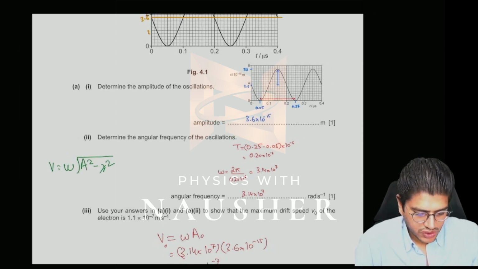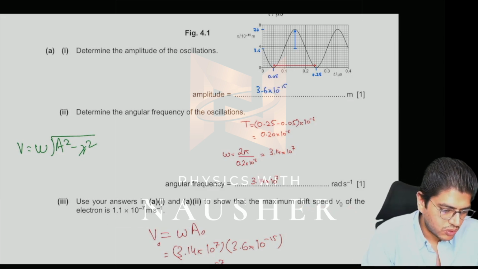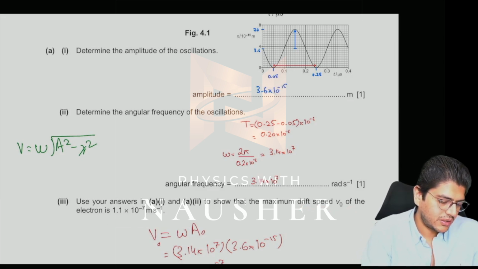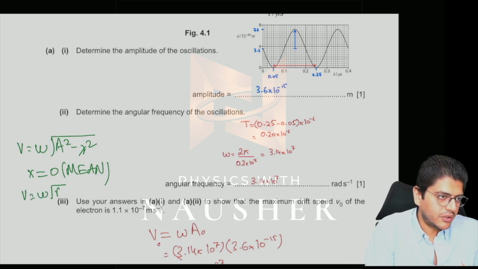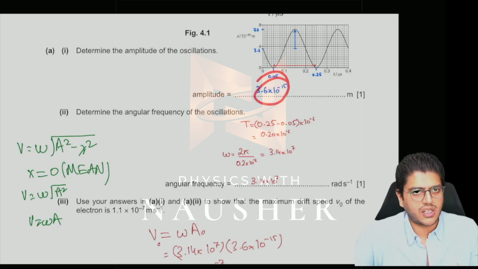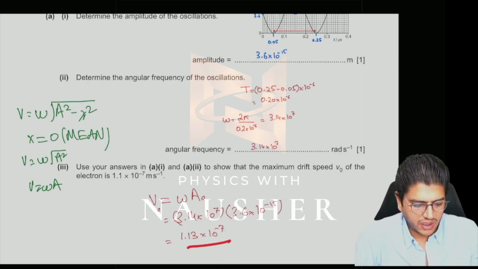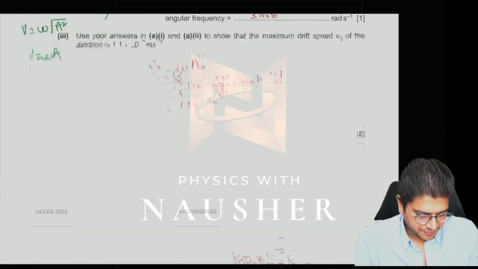Now, use your answers to show that the maximum drift speed is given by this expression. You know that for maximum speed, your displacement has to be 0 because you're at the mean position. So the formula becomes V is equal to omega under root A square, so V becomes omega A or omega A naught. You've already figured out the amplitude, 3.6 times 10 to the minus 15. Plug that in and your answer will be 1.13 times 10 to the minus 7 meters per second.